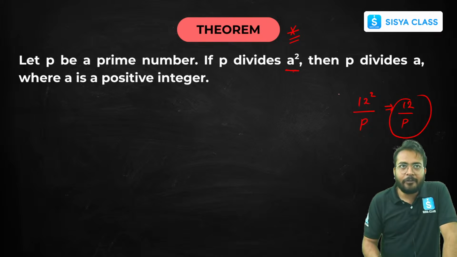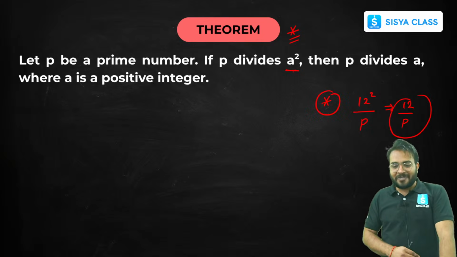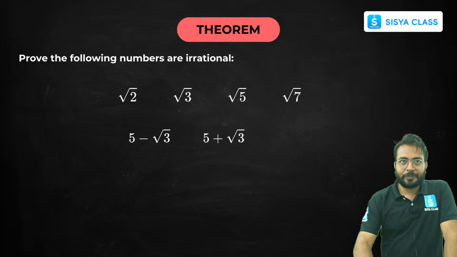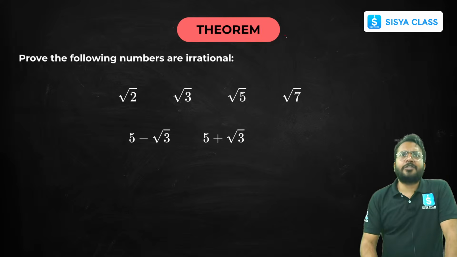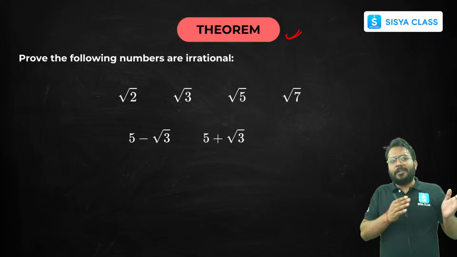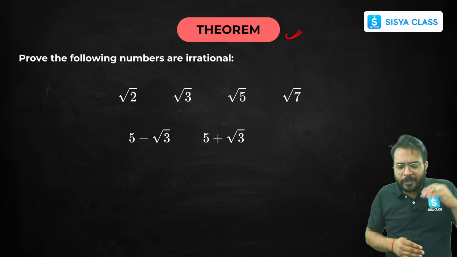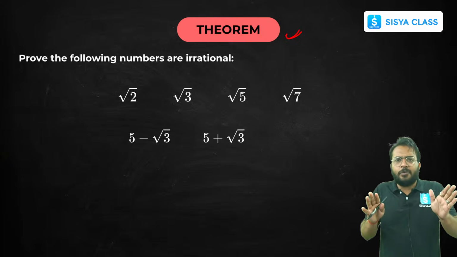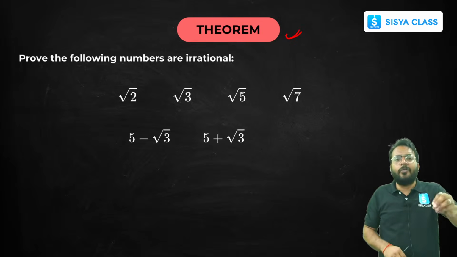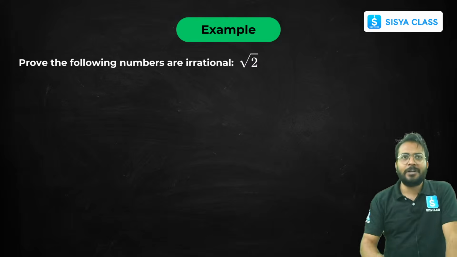And we have to remember it, because we are going to use this theorem in proving irrational numbers. In the questions they will ask you to prove that this number, root 2, root 3, root 5, root 7, something like 5 plus root 3, 5 minus root 3, is an irrational number. How you are going to prove this? We will see one example.